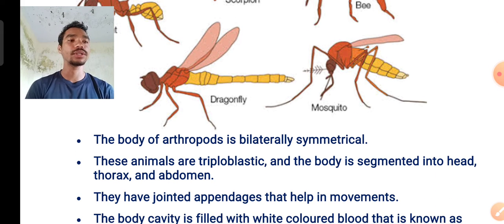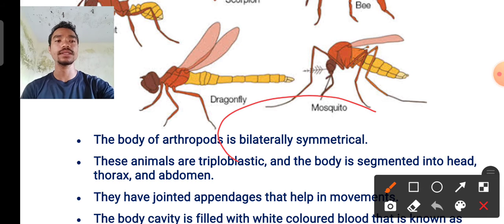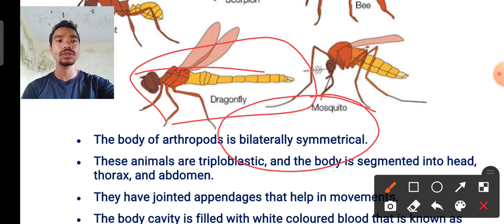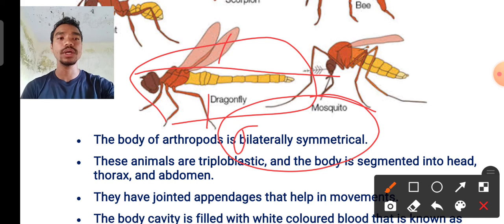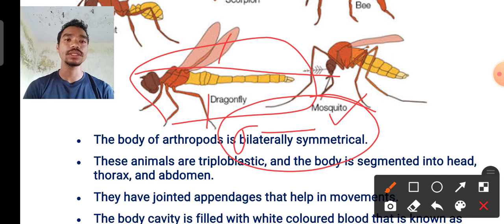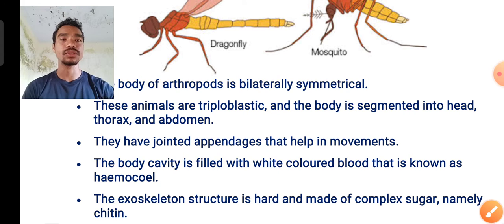In the first point, let me talk about it. These are bilateral symmetrical. Guys, what is the meaning of bilateral? If I cut this piece at the midpoint, it will divide into two equal halves, so we call it bilateral. Bi means two, lateral means side, symmetrical means half. If the body is cut into two parts, it gives two equal halves. That way I call it bilateral symmetrical.